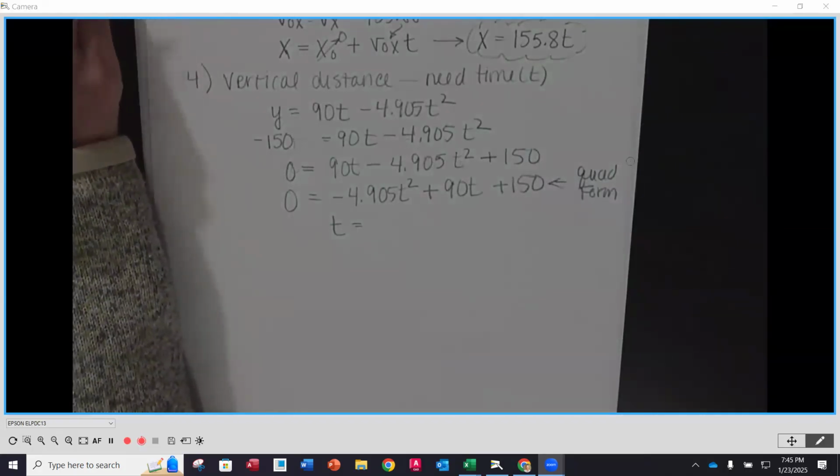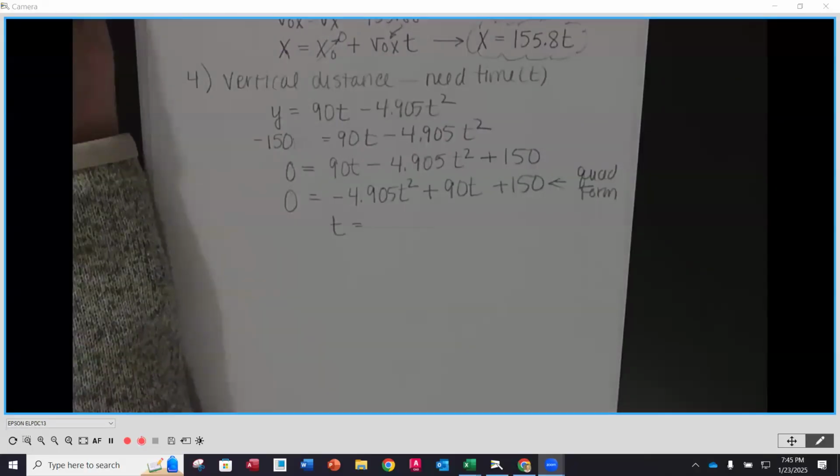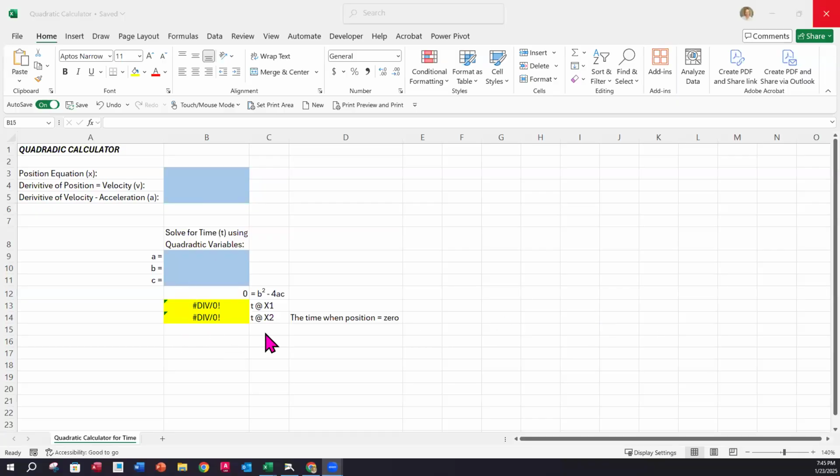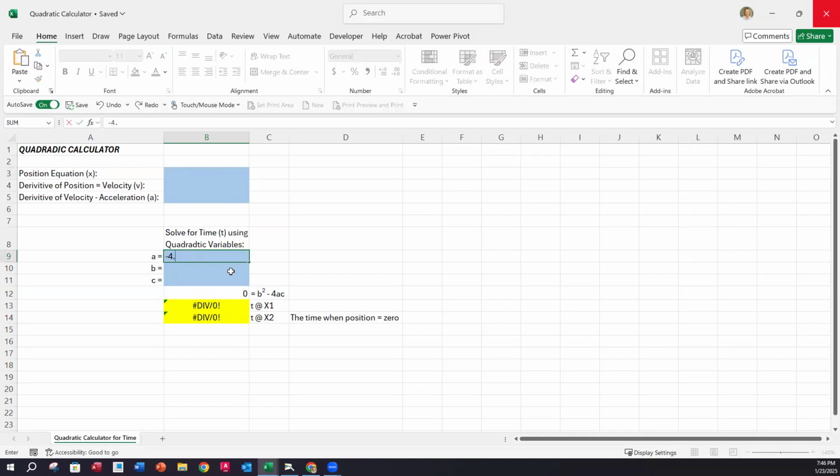So I am going to share my other screen, which has the calculator on it. You could put this position 1 here, but I've already got my A, B, and C figured out. So to save a little bit of time, I'm not going to worry about the equation on top. My A here is going to be negative 4.905. So that'll go there. My B is positive 90, and my C is 150.